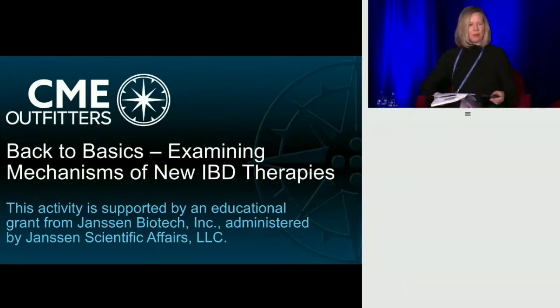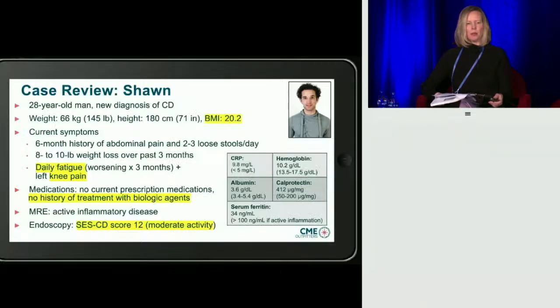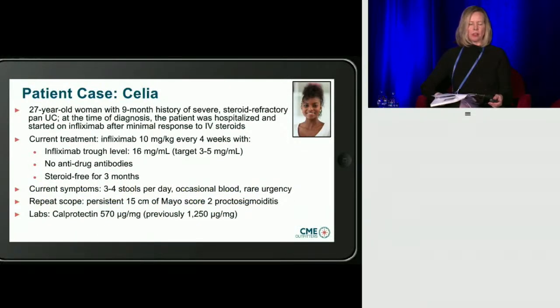There we go. So this is Cecilia. She's a 27-year-old woman with a 9-month history of severe steroid refractory pan-ulcerative colitis. And someone asked a question about this, so we're actually going to have a case about it. She was hospitalized and started on infliximab with minimal response to steroids. She's currently on 10 mg per kg of infliximab every 4 weeks with a trough level of 16. So a good drug level, no drug antibodies, and she's been steroid-free for 3 months.